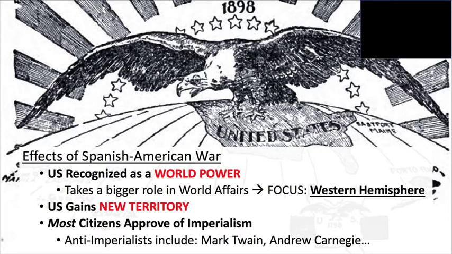There are some notable exceptions, such as Mark Twain and Andrew Carnegie, who believe that the United States is supposed to be a land of freedom, and therefore creating these empires and conquering foreign lands is not what America should be about, but they are in the minority. Most people approve of imperialism.